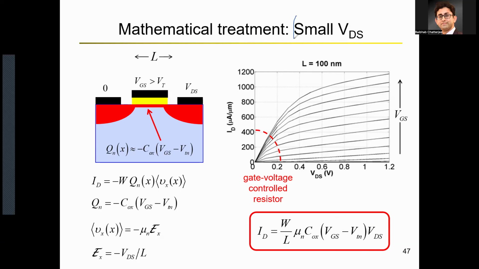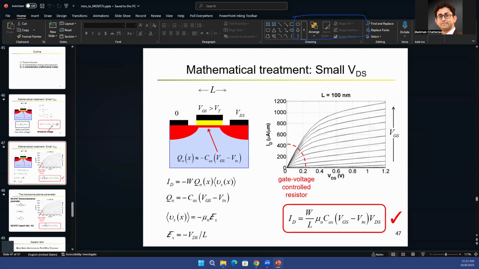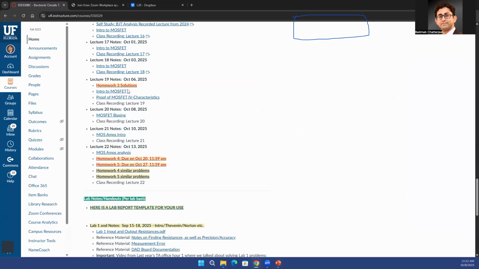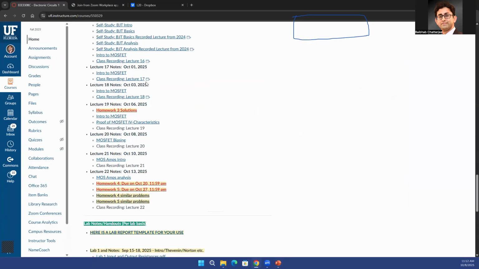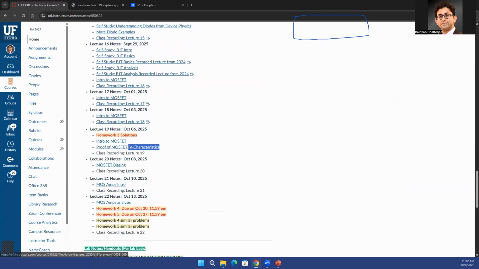But remember that this equation is valid for a small VDS. This equation will be valid for a small VDS, and I'll tell you why. Now, before I go there, I want to also show the proof of MOSFET IV characteristics. The PowerPoint presentation is Intro to MOSFETs. I have also uploaded the proof of MOSFET IV characteristics.